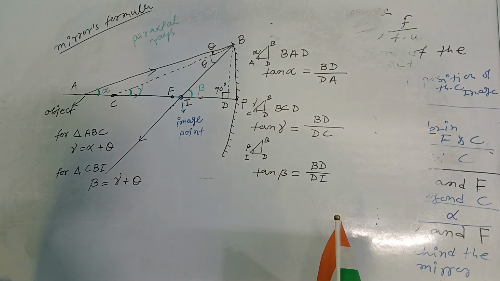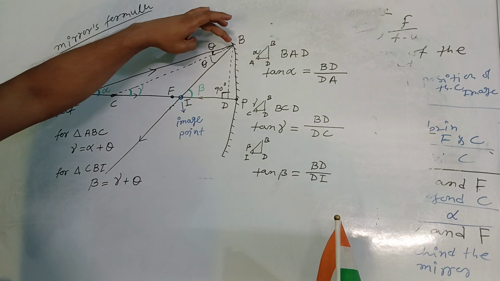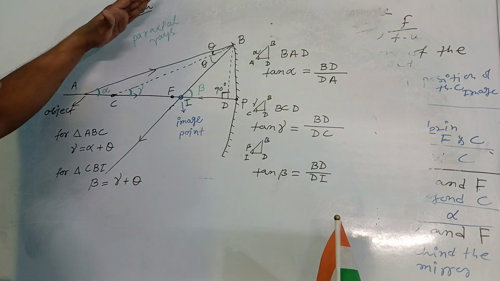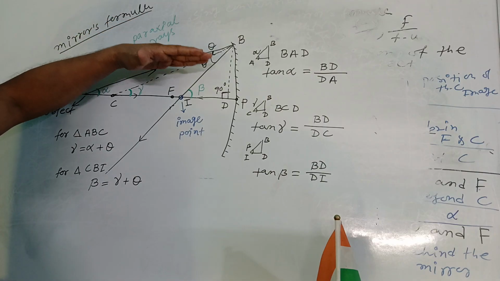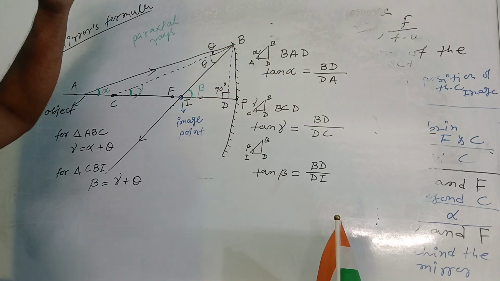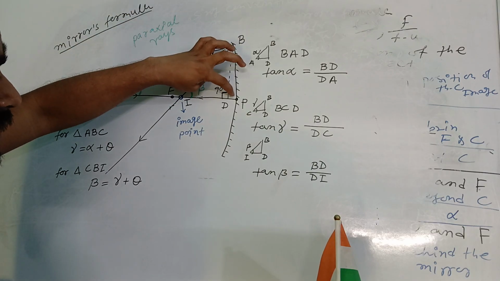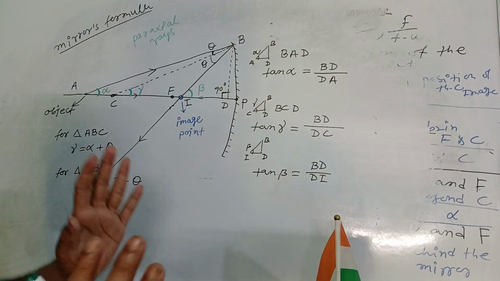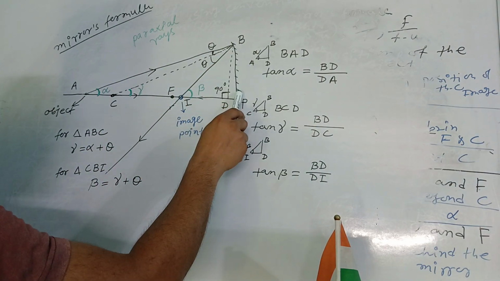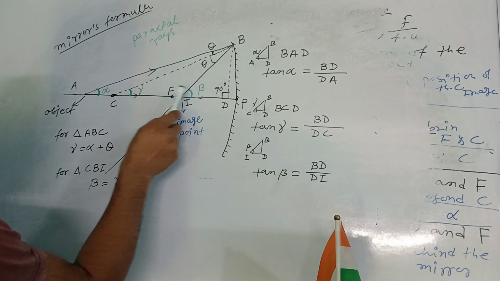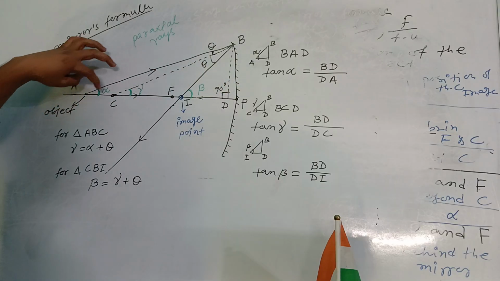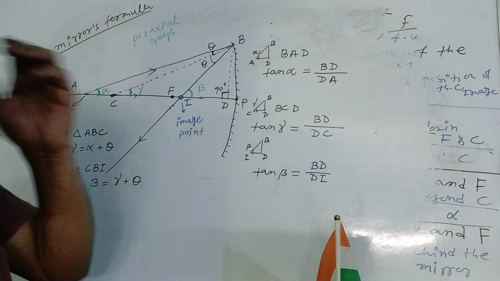So under paraxial approximation, this point B is very near to P. Paraxial rays means the rays are near to the principal axis. So try to understand: if this point is very near to the pole, these alpha, gamma, beta are very small.